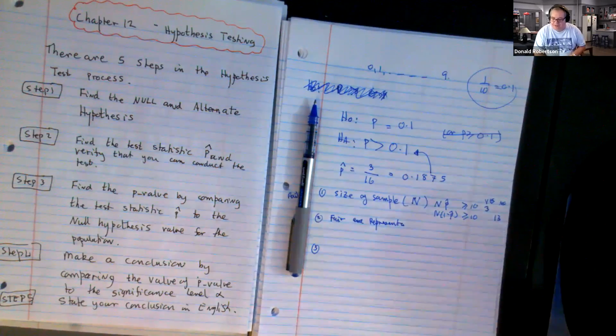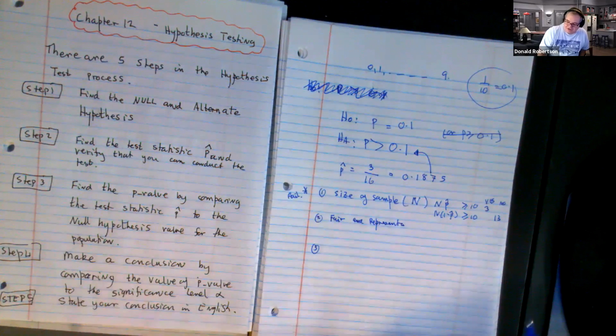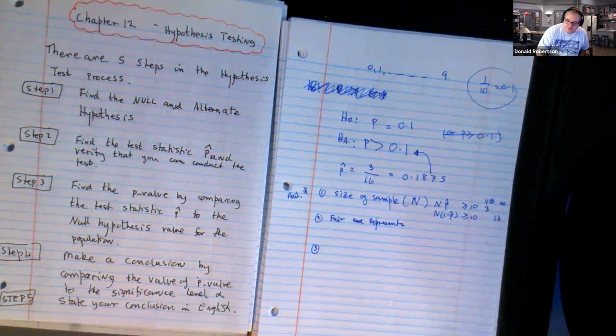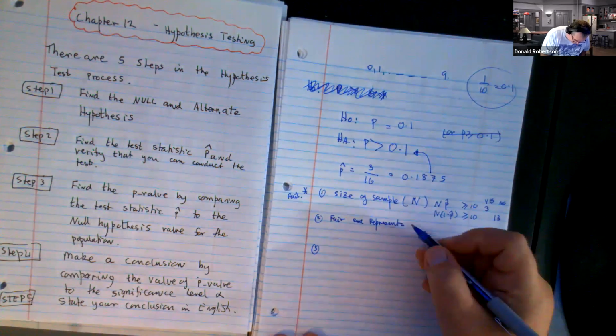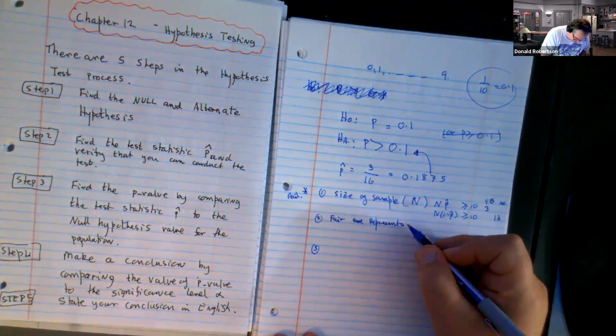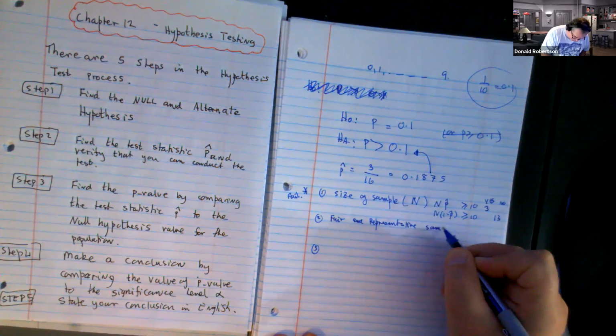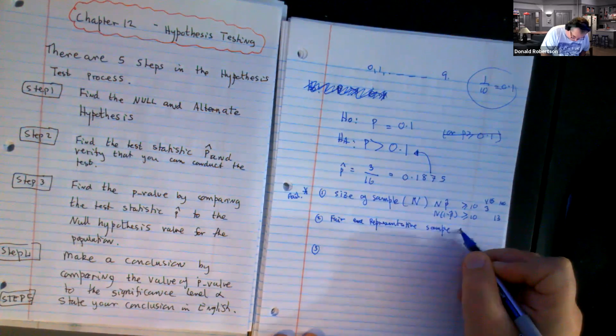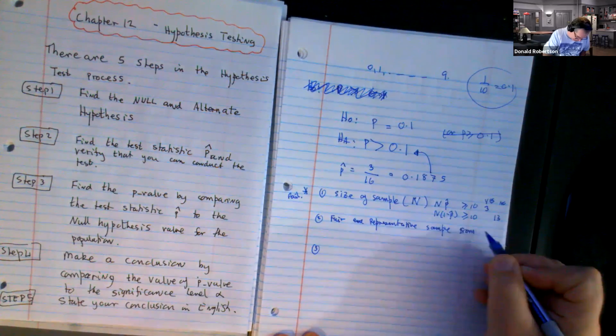Right. So there's the np test, right? In this case, 3 said yes and 13 said no. So we weren't getting anywhere with that one, right? Now, it has to be a fair and representative sample from the population.